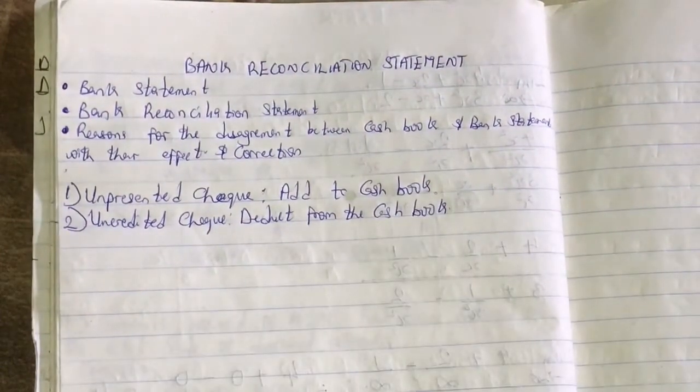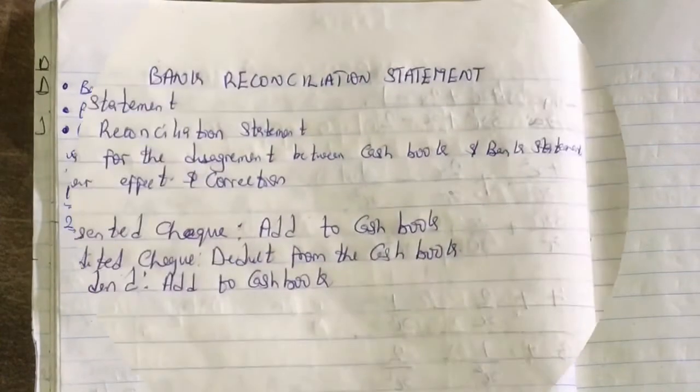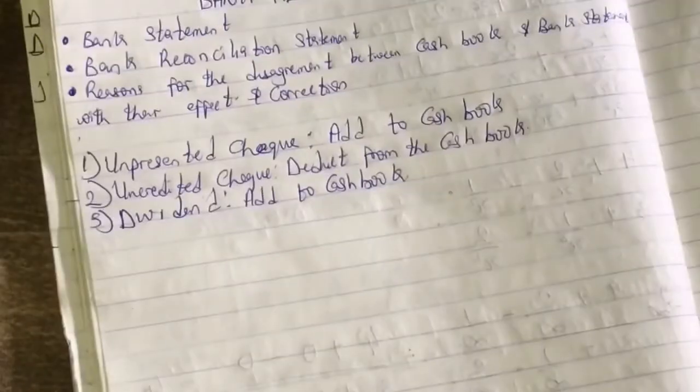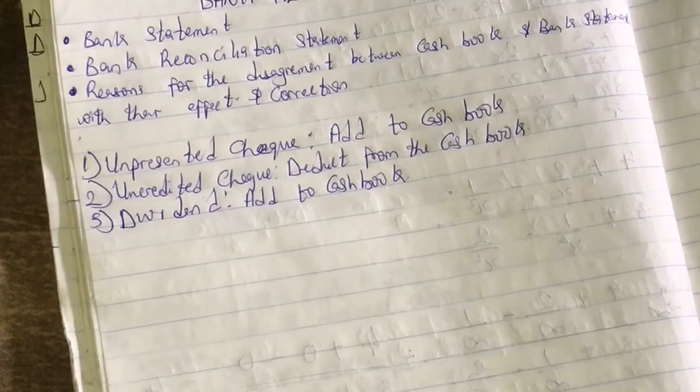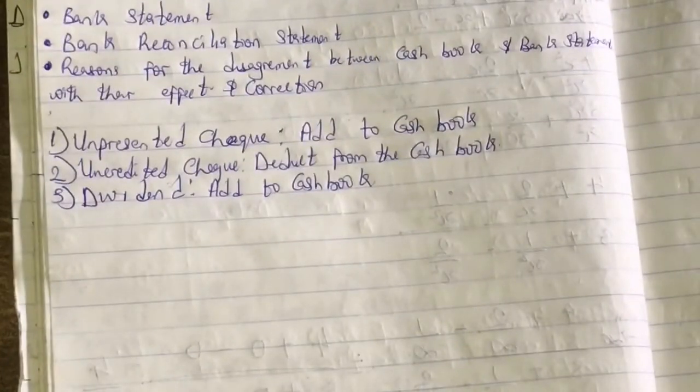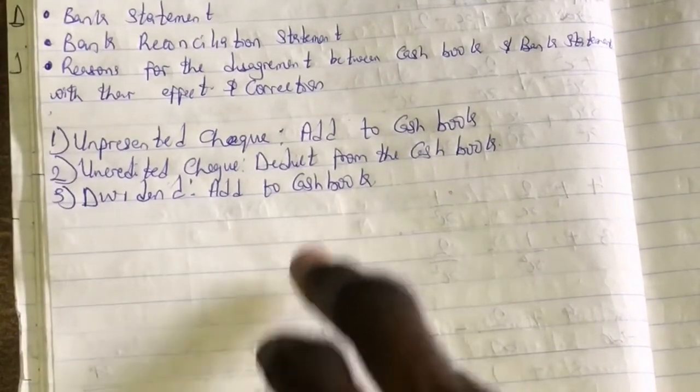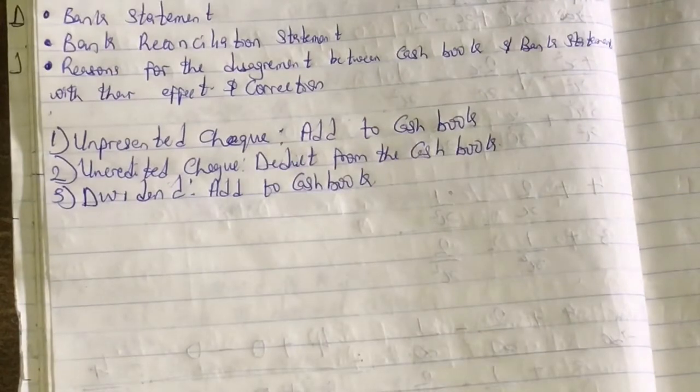Then our next on the line is dividend. So dividend is the part of the profit for shares held by a customer, paid directly into his bank account. You can hear the words paid directly into the bank account. That means it has not been reflected in the cash book. Therefore, in order to solve this, you just add your dividend back to your cash book.